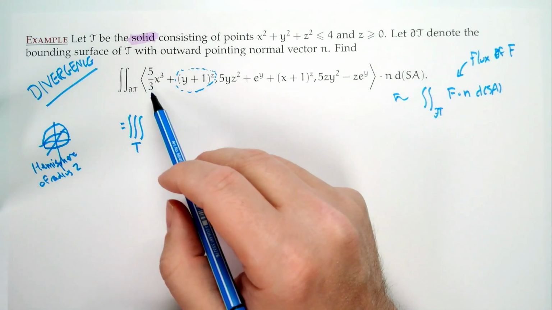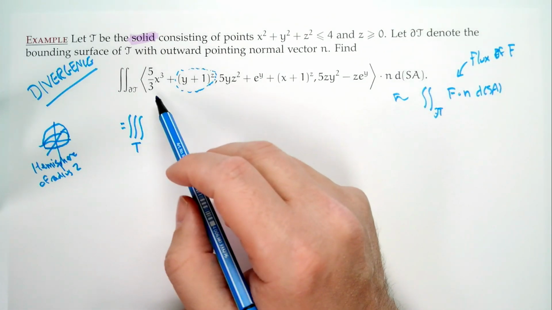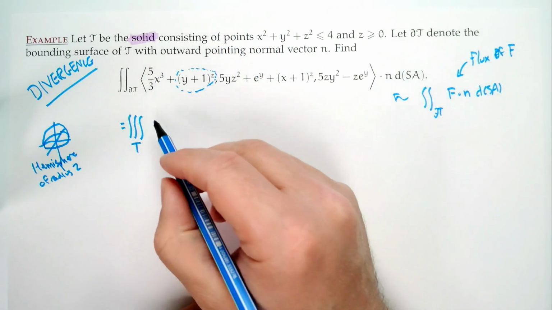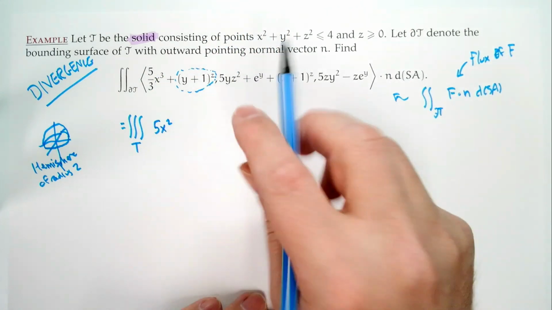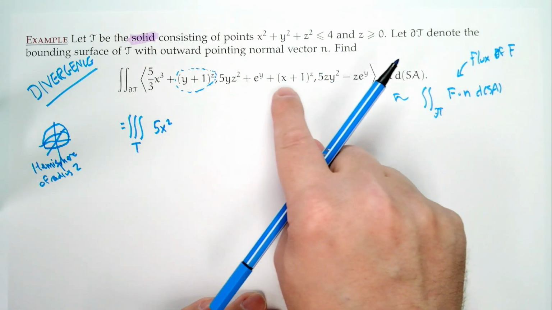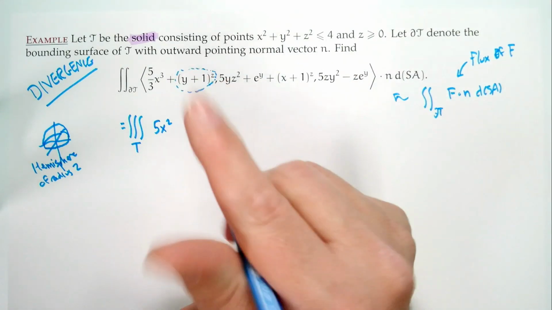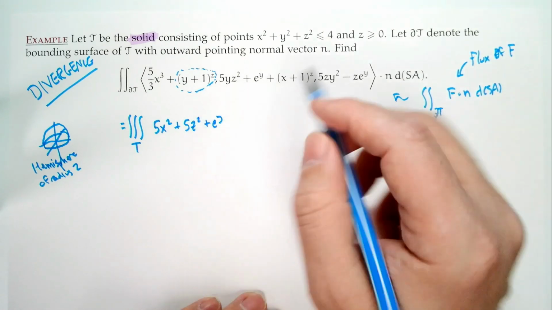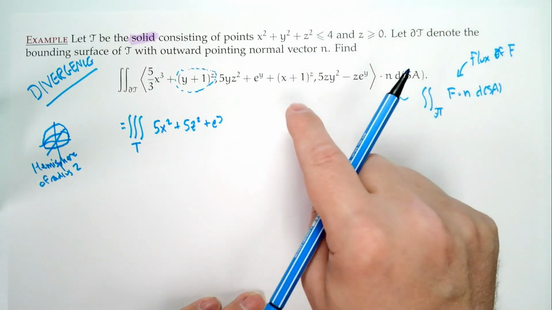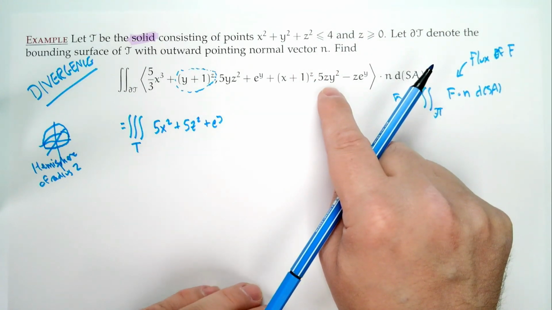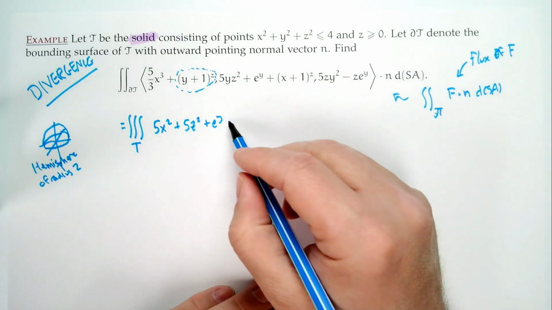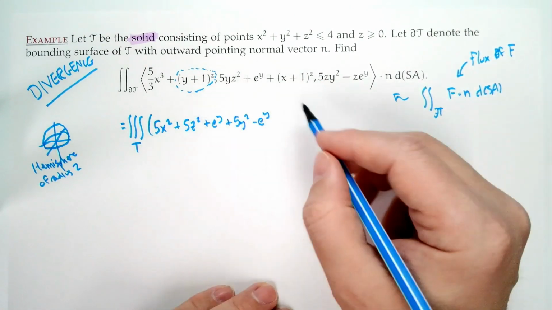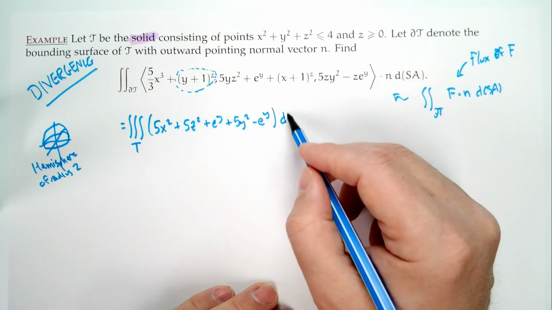So we go through and we take our derivative. So let's see what we have. We take the derivative here with respect to x, and again, this term will disappear because there is no x. So we get 5x squared. Here, if we take derivative with respect to y, well, we get 5z squared plus e to the y, and then that term goes away. And then over here we get derivative with respect to z, that's 5y squared minus e to the y. All right, so that's not so bad, and we have to do this dV.